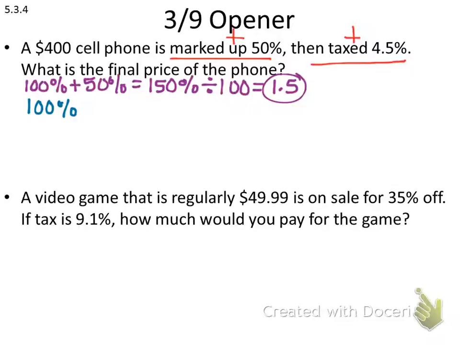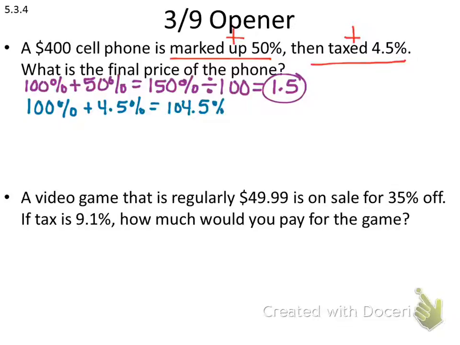So we did 50% already. So if I'm doing tax at 4.5%, I'm going to add what? 4.5%. And when you add those two numbers together, what do you get, Darren? Yeah, 100 plus 4.5. Is that right? So say it. It's 104.5. What goes on the end of it? Okay. So now we're ready to move to step 3.